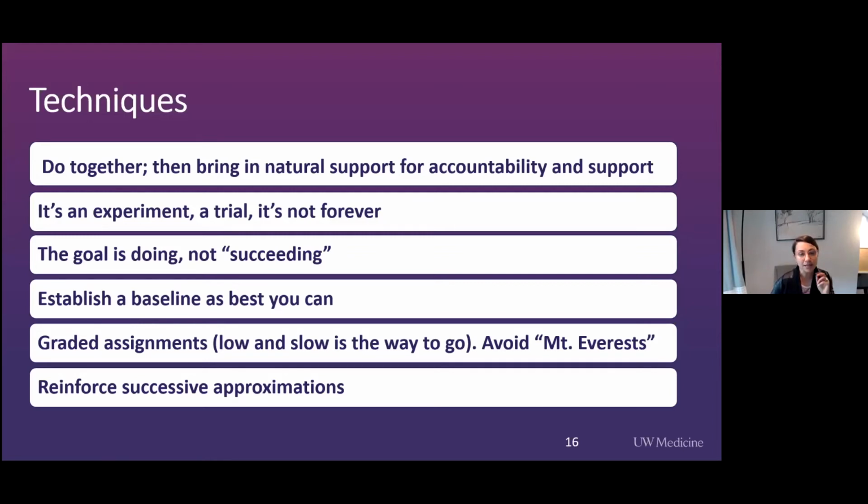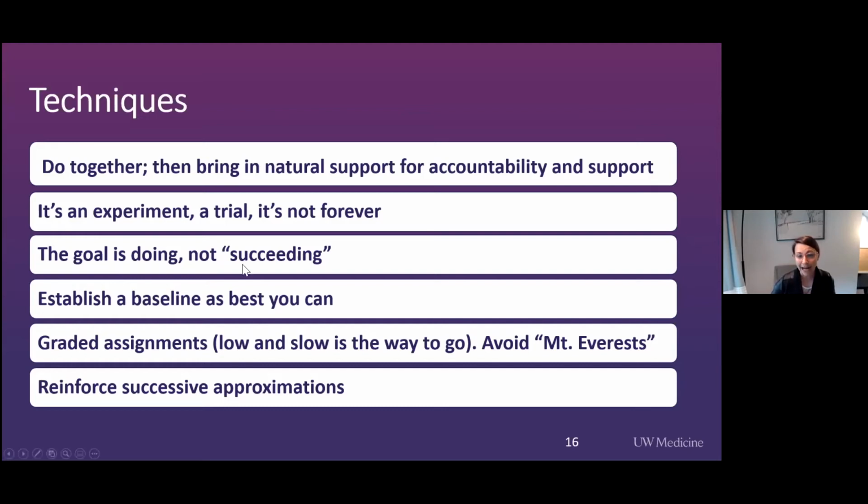Then we want to lower the bar for them. So we want to convey this message that the goal here is doing. It is not succeeding. There is no right or wrong way to do this activity. All I want you to do is to do the activity. And it's not forever. It's just an experiment. We're just going to try it out and see what happens. Now, this all assumes that you've suggested something collaboratively that they're on board with. But I'll get back to that at the end about how we assess for that.